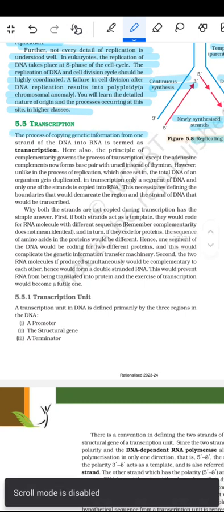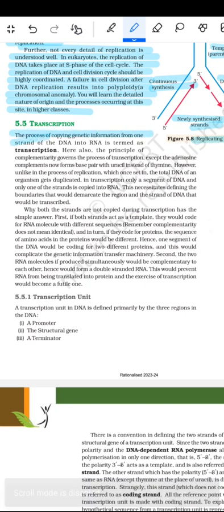The process of copying genetic information from one strand of the DNA into RNA is termed as transcription. Here also the principle of complementarity governs the process of transcription, except that adenosine now forms a base pair with uracil instead of thymine.